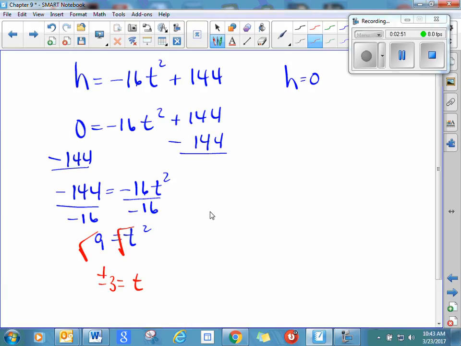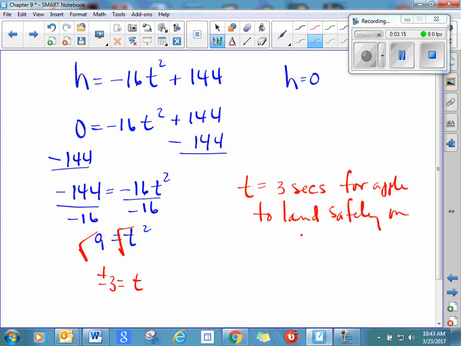And of course, to answer the question, we need to go back and read what they're asking. They're asking for time. We are not going to use the negative value of our mathematical solution. The answer to our question is t is equal to 3 seconds for the apple to land safely, and not on anybody's head, land safely on the ground. So that one's pretty easy.